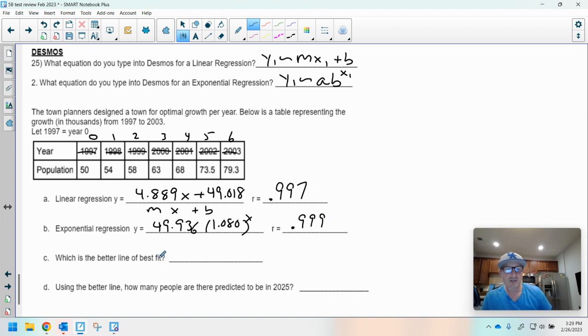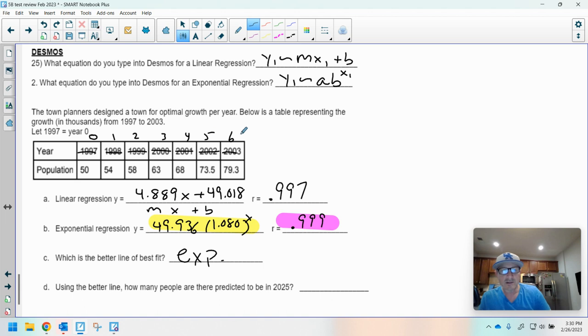All right. Which is the better fit? Which is closest to 1? Well, the exponential one is closest to 1. So the better fit is going to be your exponential one. Now, using the better fit line, and it wants to know how many people are predicted to be there in the year 2025.